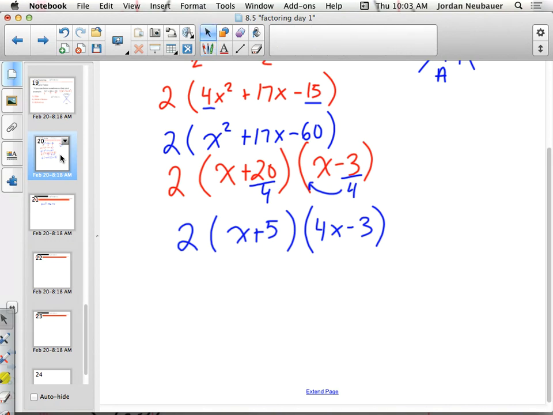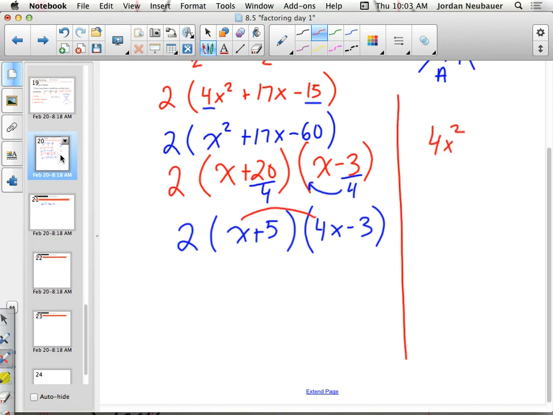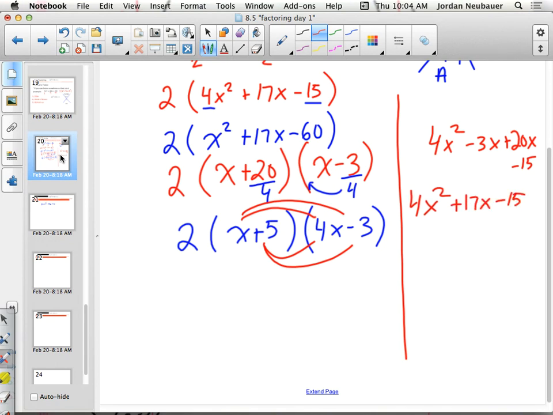Now remember, the process of checking our answers is to FOIL it. I'm just going to do that quick. X times 4x is 4x to the second power. X times negative 3 is negative 3x. 5 times 4x is positive 20x. And then 5 times negative 3 is negative 15. Kind of losing space here. Middle terms would combine, and we get 4x squared plus 17x minus 15.